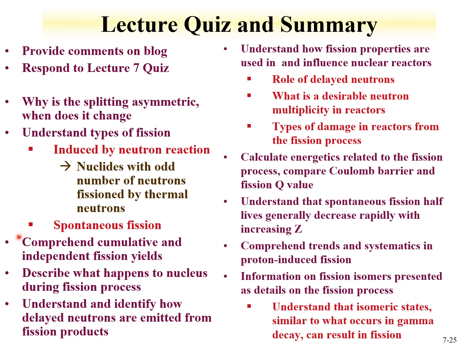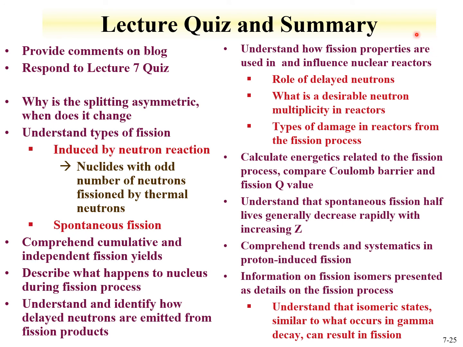You should be able to discuss, comprehend, and utilize cumulative and independent fission yields. You should be able to broadly describe what happens to the nucleus during the fission process. You should understand and identify how delayed neutrons are emitted from fission products given a mass parabola. You should be able to identify which fission products can emit a neutron to de-excite. This is the delayed neutron.